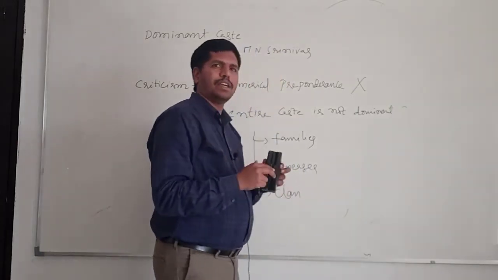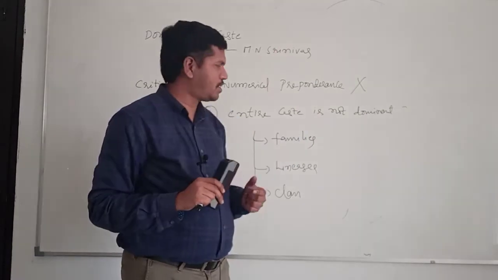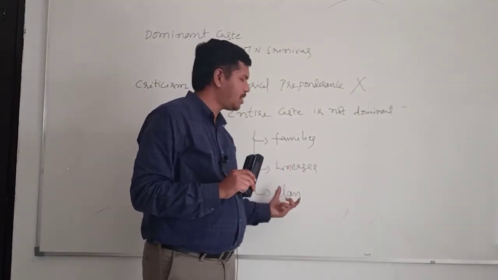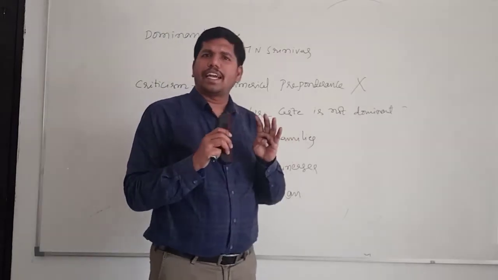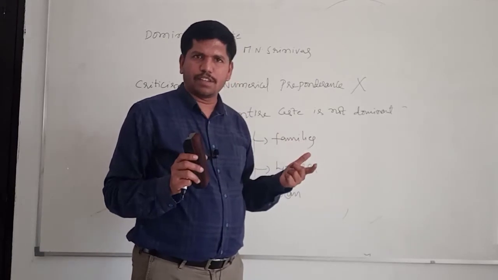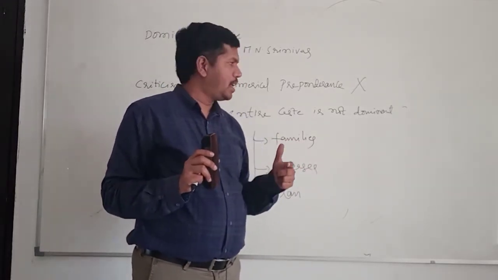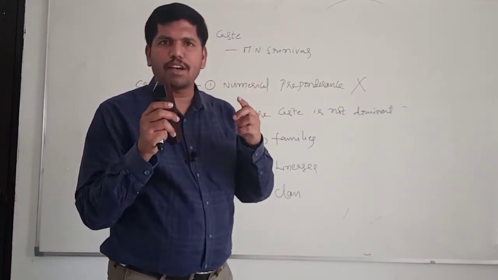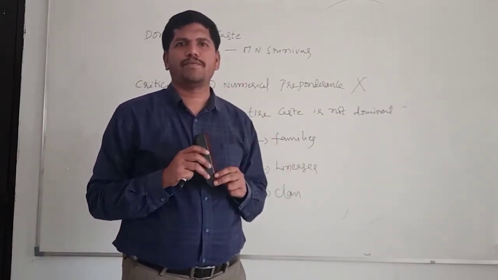Clan is like a lineage, but a larger group spanning a number of generations. Here, 3 or 4 generations will be there. That's why the entire caste may not be dominant. In certain regions like Rajasthan and Shamirpet of Hyderabad, certain Jagirdari families are dominant. Certain lineages may be dominant.